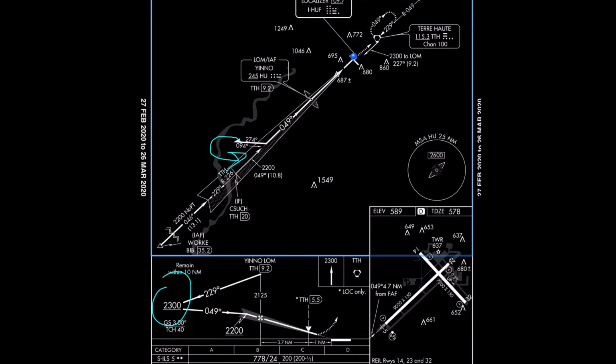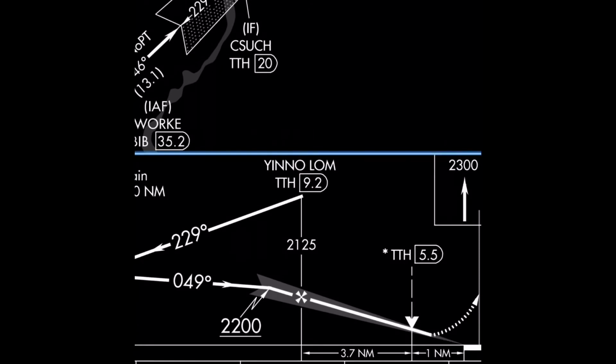So we make that left turn from a 274 to a 094 to establish ourselves on the 049 degree inbound course of the localizer. Once we're established, we'll just maintain 2,200 until we get to our final approach fix, which is obviously on the ILS whenever we capture the glide slope, which is actually right here, which is a little bit of a difference in distance away from versus where we are actually capturing the glide slope. So don't get yourself confused on that.